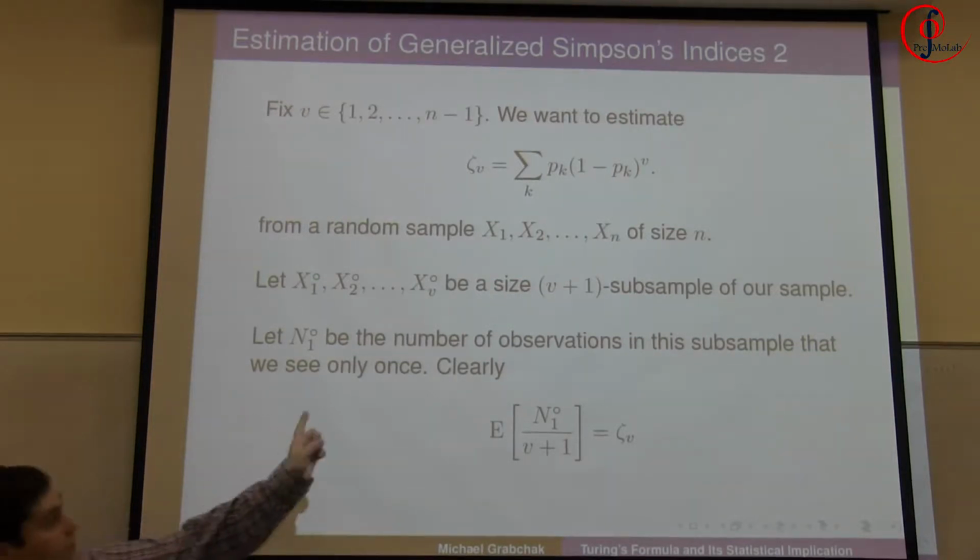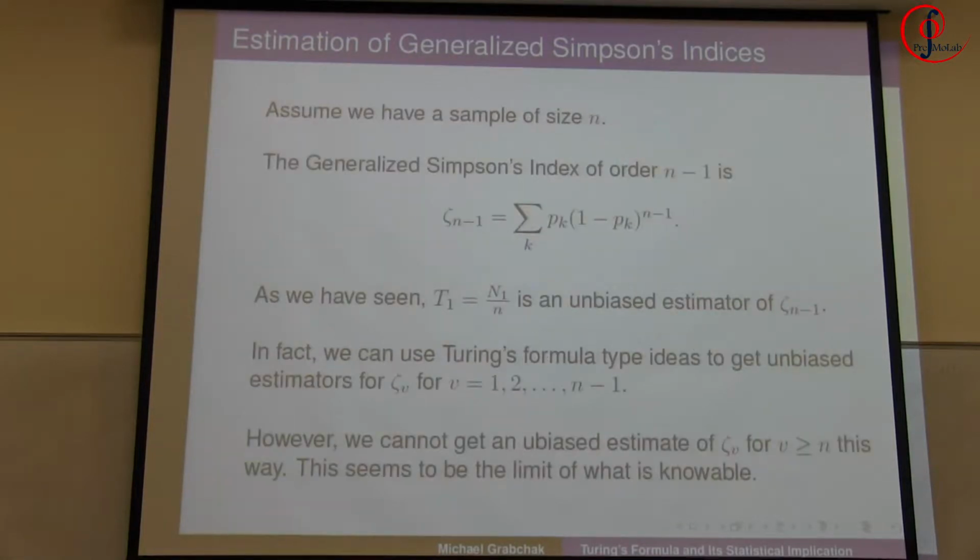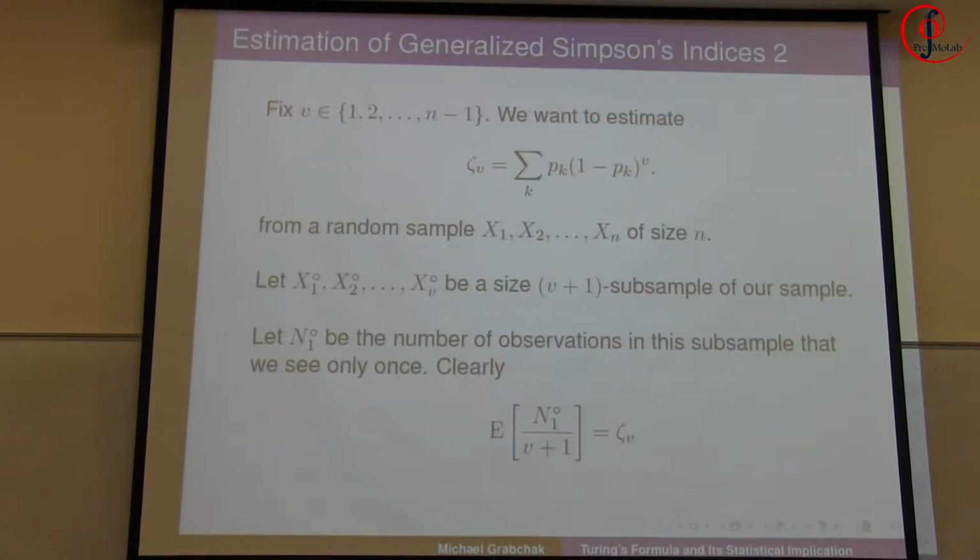Why we need v plus 1 is exactly for this issue, that Turing's formula only allowed us to estimate up to n minus 1. So we need a slightly larger sample size by 1 in order to get something unbiased. So for that reason, we needed a size v plus 1 sample. And then again, Turing's formula we've already seen is an unbiased estimator of zeta v.